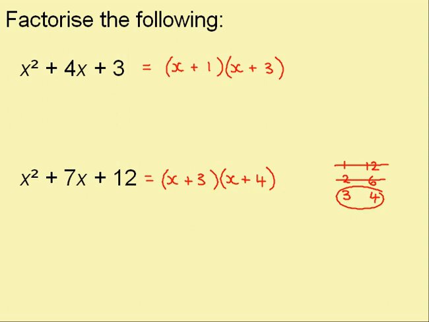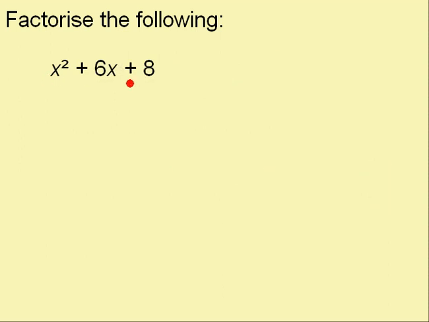So to summarise, whenever I'm factorising this type of quadratic, I get two sets of brackets with an x in each. Then these two numbers here must multiply to give me this and add to give me this.